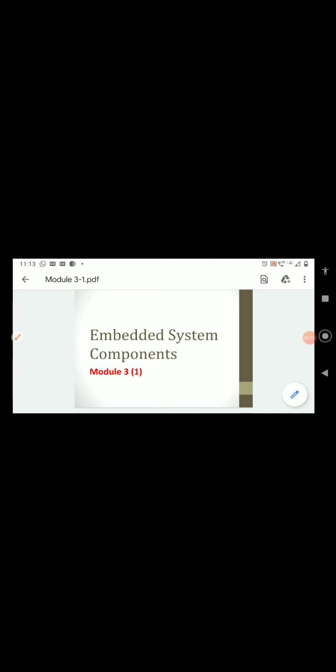Module 3.1 and 3.2 are the PPTs for part A of the module 3, and part B covers the module 3.3 PPT. So now we'll start with the module 3 part A, that is embedded system components. You can see here, this is the index part. So here we are going to study all these 6 points in one go.